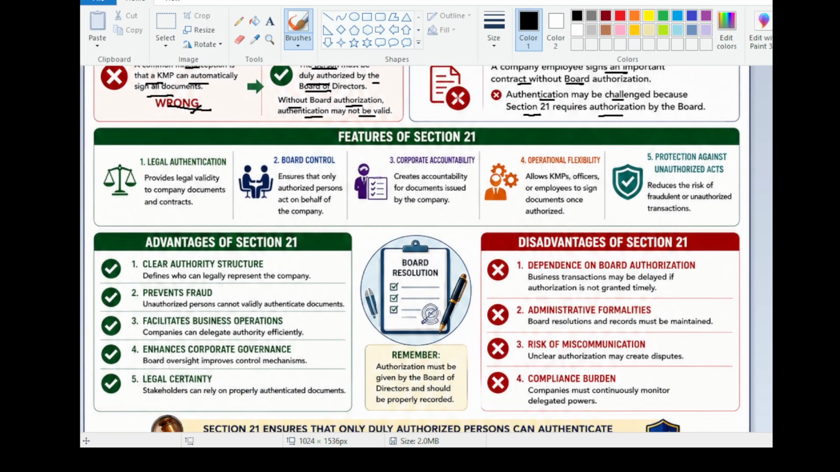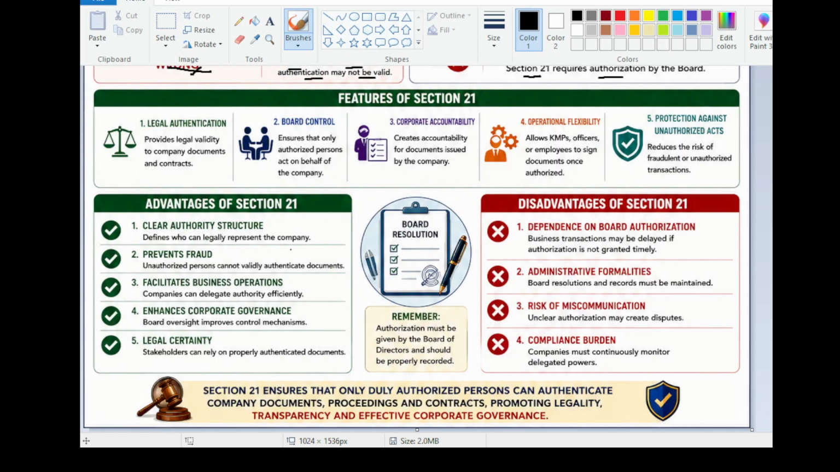Features of Section 21. First, legal authentication provides legal validity to company documents and contracts. Board control ensures that only authorized persons act on behalf of the company. Corporate accountability creates accountability for documents issued by the company. Operational flexibility allows KMPs, officers, or employees to sign documents once authorized, and protection against unauthorized acts reduces the risk of fraudulent or unauthorized transactions. Remember, authorization must be given by the board of directors and should be properly recorded.